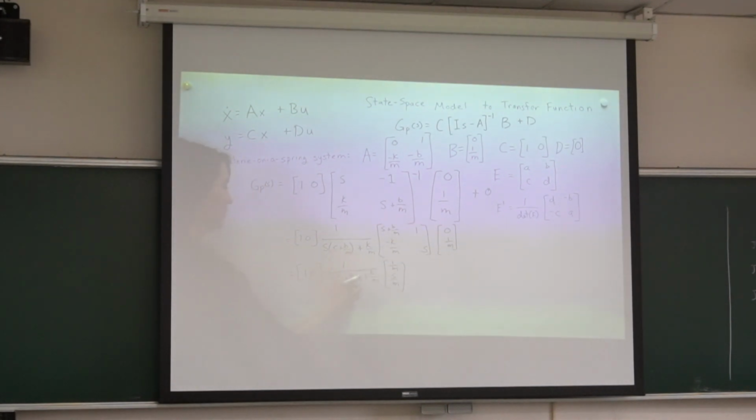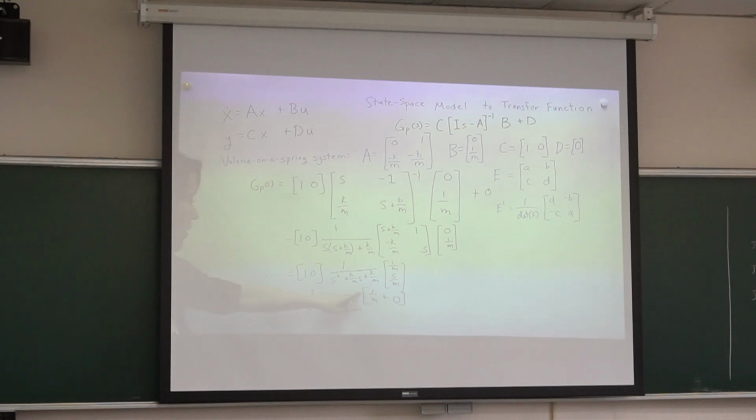And this again is our scalar, so we can move it out to the front and do the multiplication of these two matrices. So 1 over S squared plus B over M, S plus K over M is our scalar out front. Now let's multiply these two matrices, so we have 1 over M for the first item plus 0. Okay, so now we have a scalar here, we can multiply this all out.